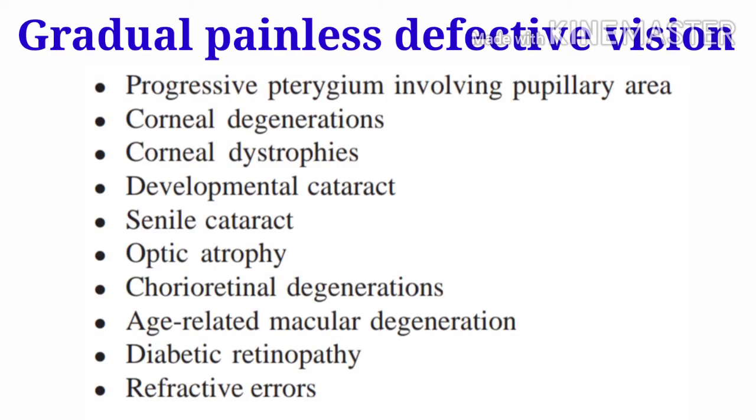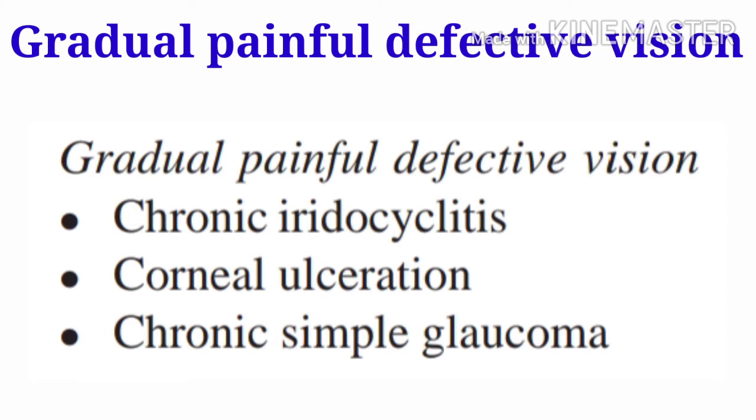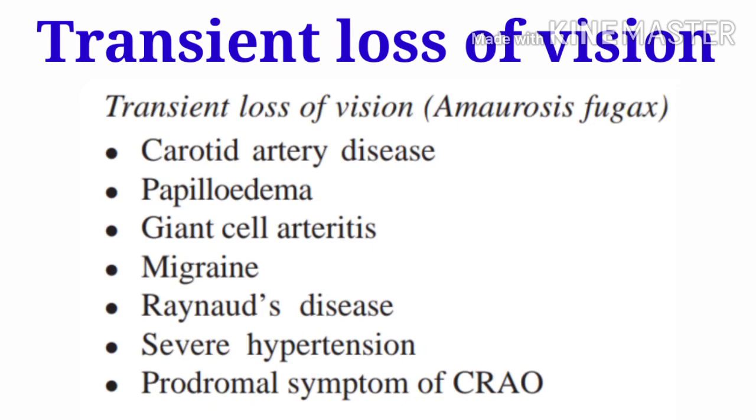Gradual painless defective vision: progressive pterygium involving the pupillary area, corneal degeneration, corneal dystrophies, developmental cataract, senile cataract, optic atrophy, chorioretinal degeneration, age-related macular degeneration, diabetic retinopathy, and refractive error. Gradual painful defective vision: chronic iridocyclitis, corneal ulceration, chronic simple glaucoma. Transient loss of vision, amaurosis fugax.